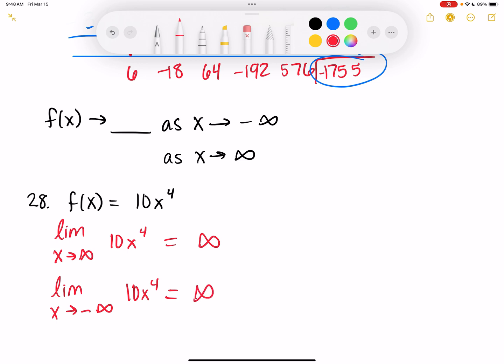So what you're going to notice about these is that we're looking at basically the exponent on the variable, okay, and also the fact that the number in front is positive. That's also making a difference.